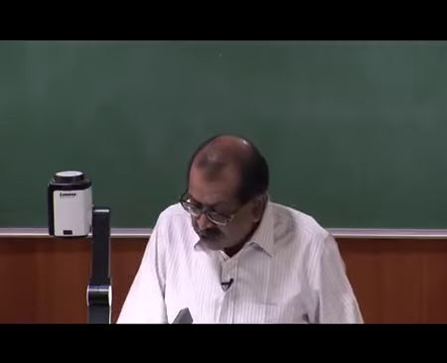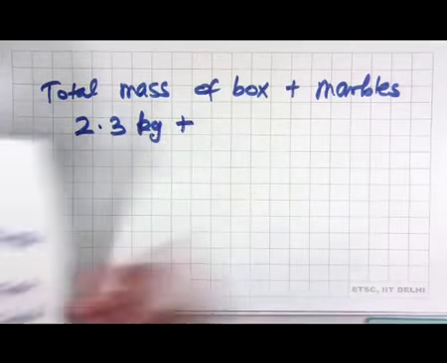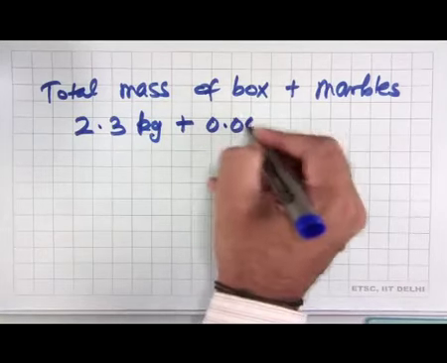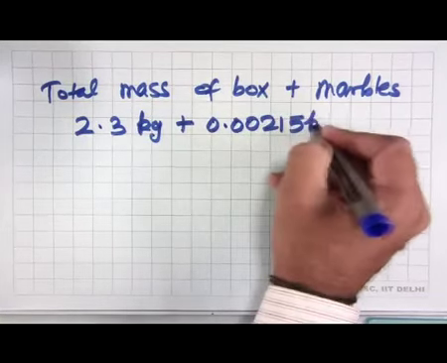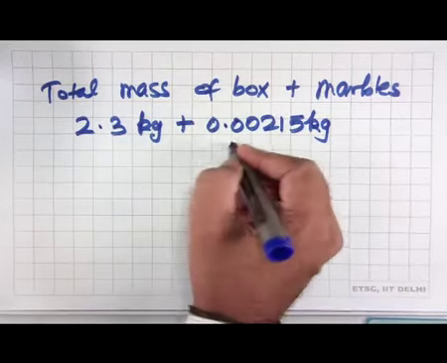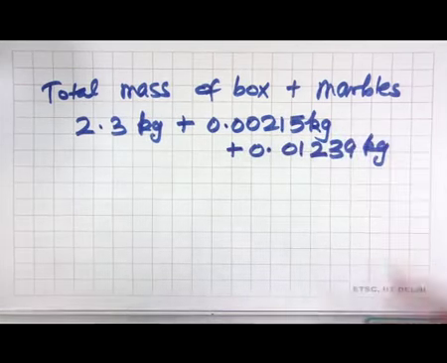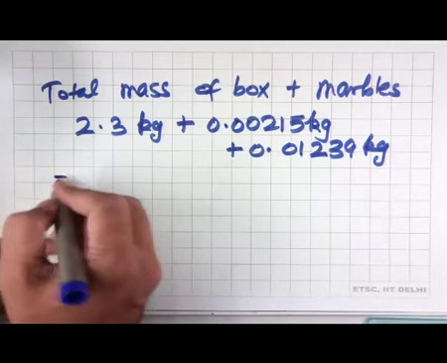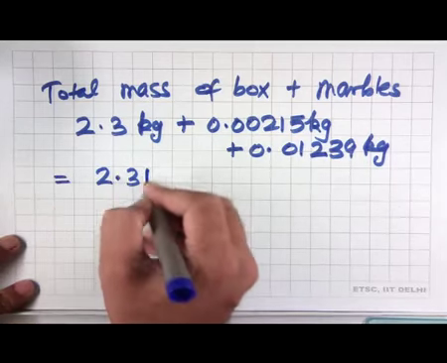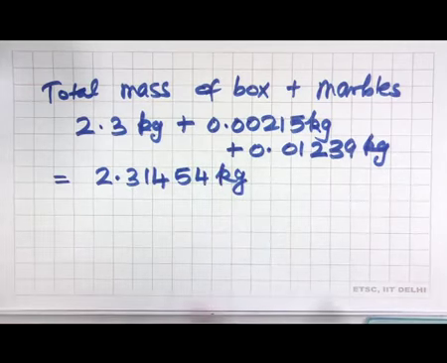So, when we add this, we get 2.3 kg plus we convert 2.15 grams into kgs. This becomes 0.00215 kg, and the third one, which has 12.39 grams, will become plus 0.01239 kg. And when we add all of them, we get our answer as 2.31454 kg. And now we have to work on significant digits.